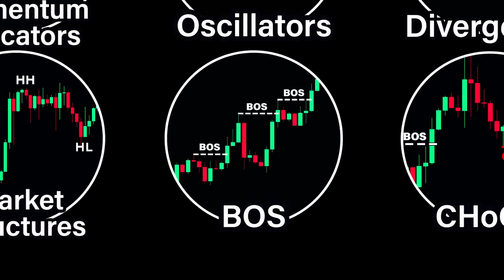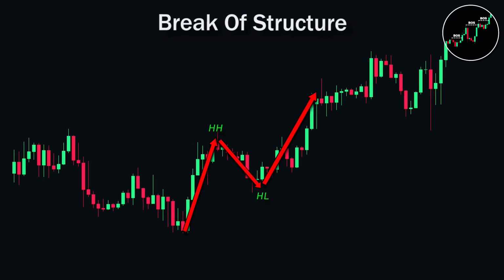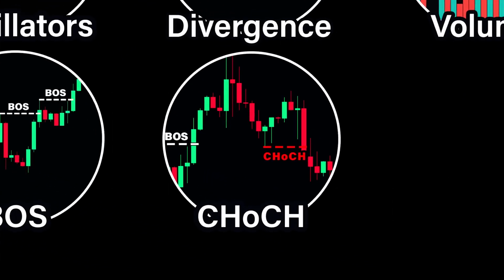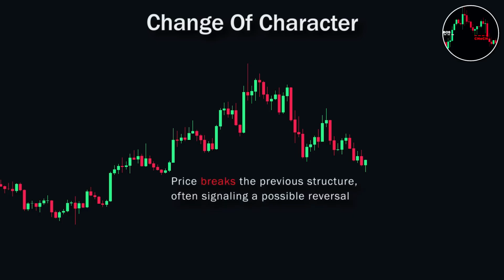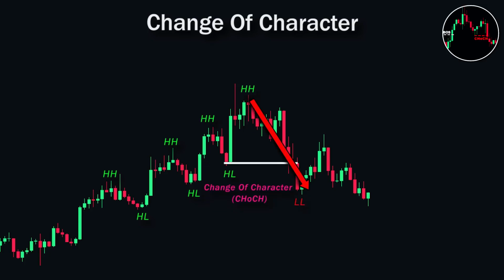Break of structure. It is when price breaks the previous price peak during a trend. For example, if the price forms higher highs and higher lows, this break of the previous highs is called a break of structure. Change of character. It occurs when price breaks the previous structure during a trend, often signaling a reversal from that current trend. For example, if the price is forming higher highs and higher lows, then it breaks the previous lows forming lower lows. This is called a change of character.